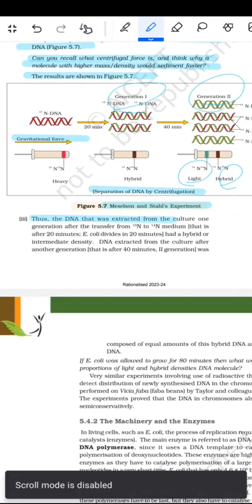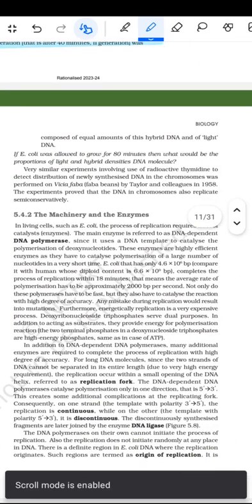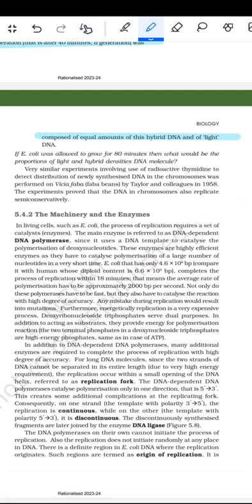Thus, the DNA was extracted from the culture one generation after the transfer from the N15 to N14 medium. That is, after 20 minutes, E. coli had a hybrid or intermediate density DNA. DNA extracted from the culture after another generation, that is, after 40 minutes, the second generation batch, was composed of equal amounts of this hybrid DNA and of light DNA. If E. coli was allowed to grow for 80 minutes, then what would be the proportion of the light and the hybrid density DNA molecules?